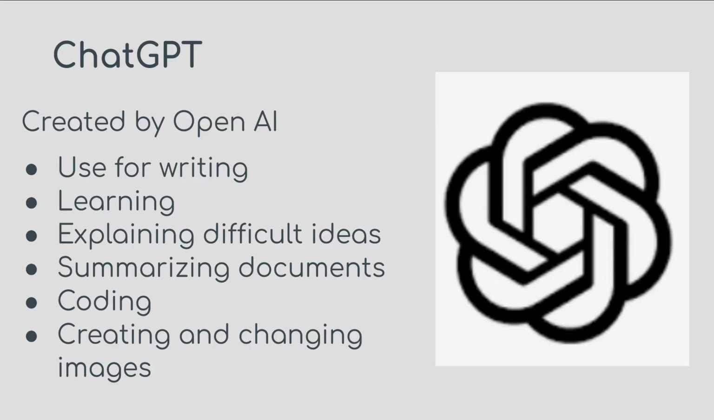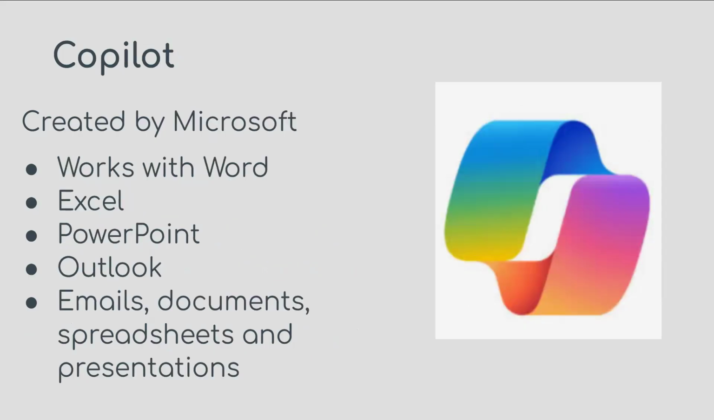If you are using a free account, there is a limit on how many interactions you can have with ChatGPT in one use. The next one we're going to look at is Copilot, and Copilot was created by Microsoft. So it works very well with Microsoft Word, Excel, and PowerPoint, and also with Outlook email. It's integrated into email, document creation, spreadsheets, and presentations.